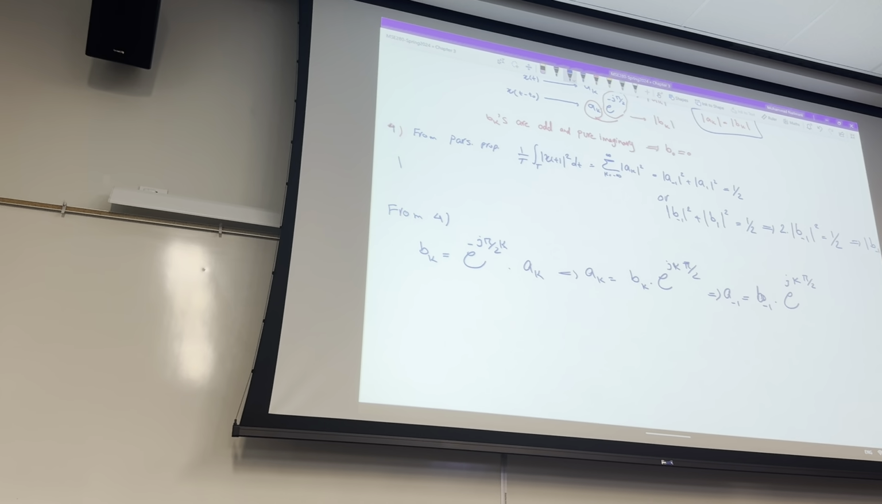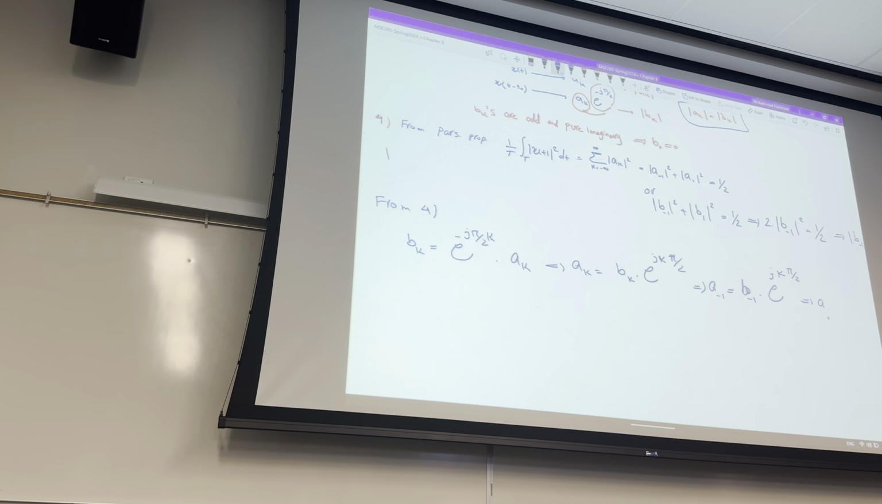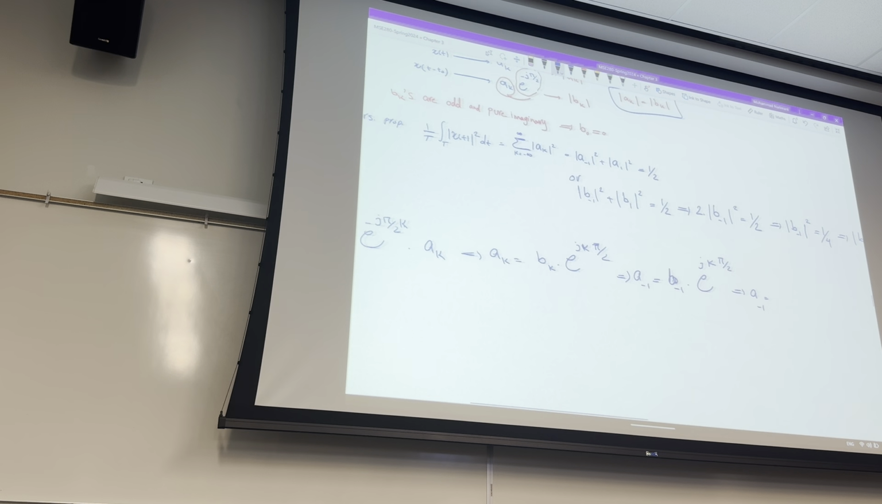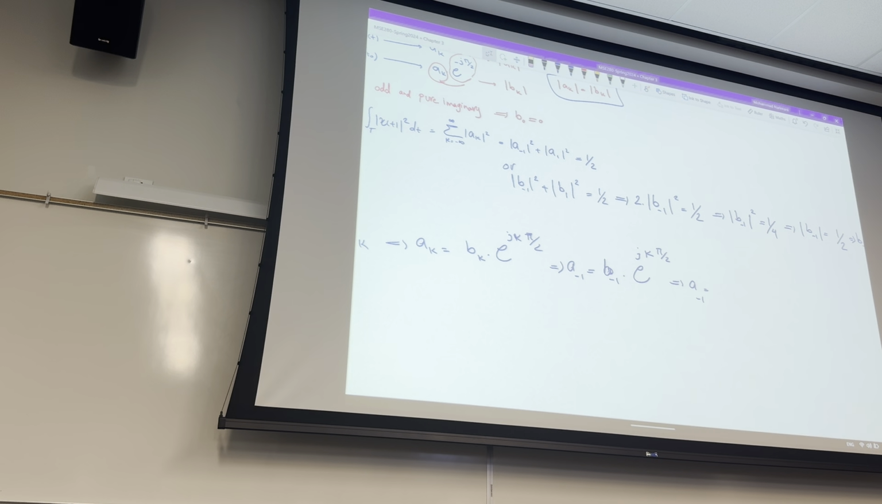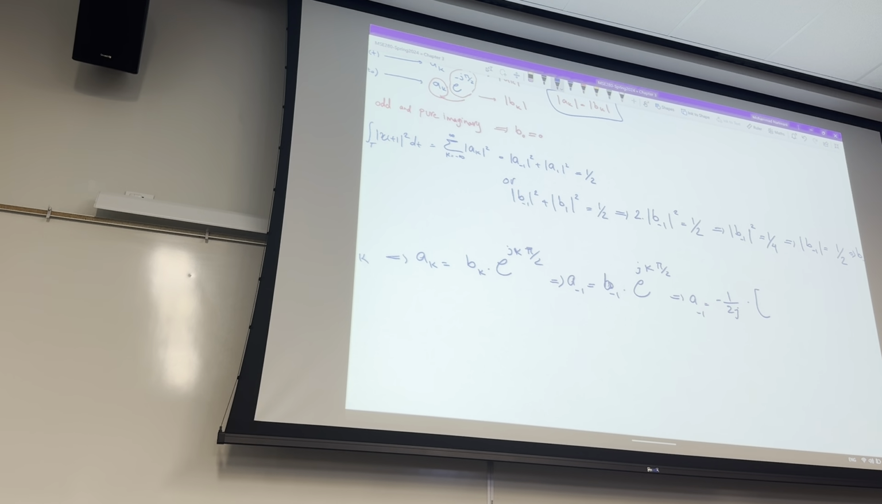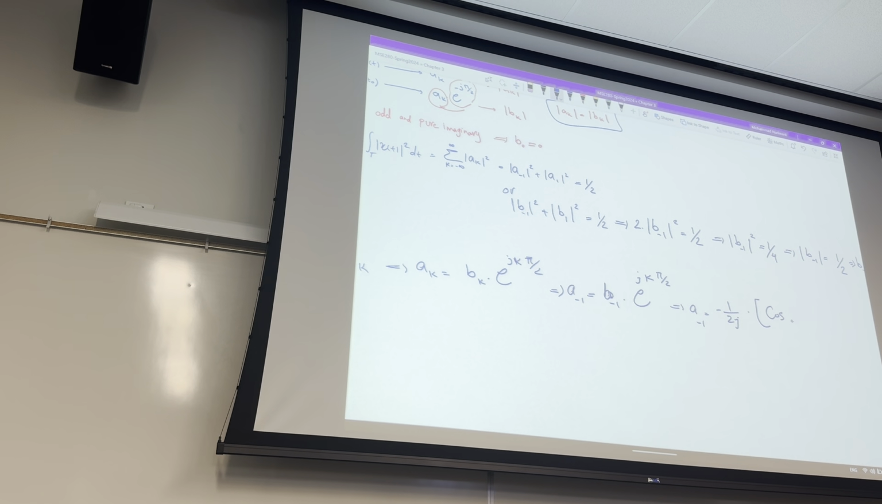Okay, and then a minus 1 is, there are different ways of doing that, but anyway, 1 over 2j minus 1 over 2j, and instead of the exponential part, I can write a cosine and sine combination of them. So cosine of k pi over 2 plus j sine of k pi over 2.